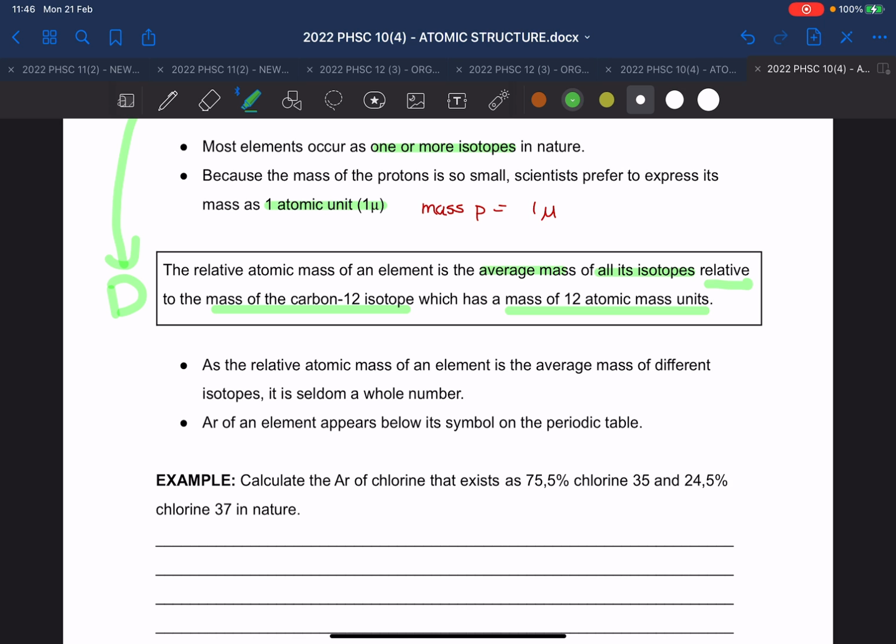Right. So what they did here is they said, we're going to get the mass of an atom relative to, compared to, the mass of a carbon-12 isotope. If you don't know what relative is, you say compare. So we compare everything to carbon-12. And carbon-12 has 12 mass units. That's just a definition.